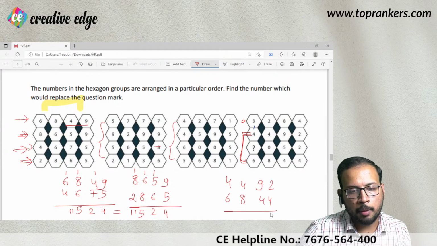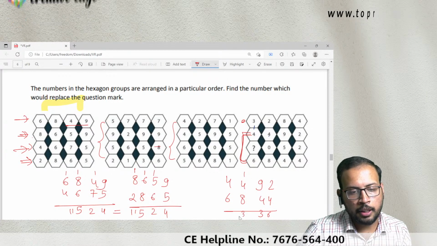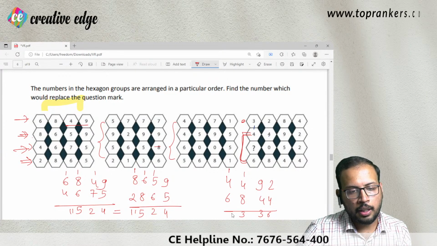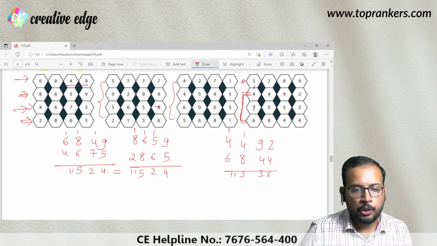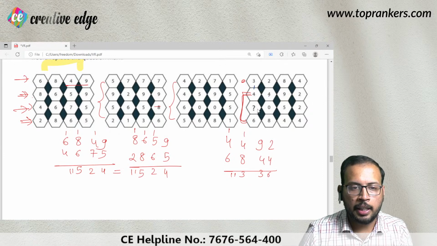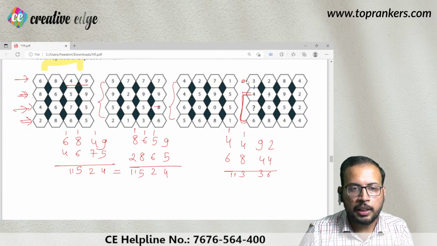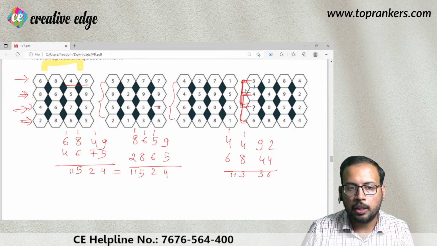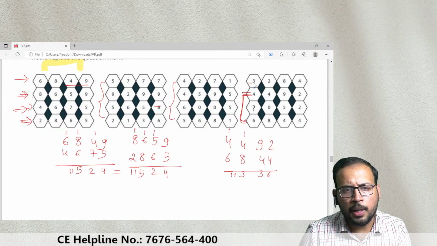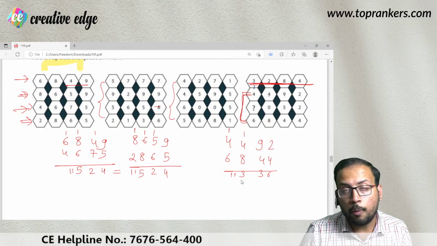So that means 4 plus 2, 6, 3, 1, 8 plus 3, carry 1, 11. So I have my sum as 1, 1, 3, 3, 6. यानी कि इन दोनों का sum मेरे पास आ चुका है. Obviously इन दोनों का sum भी 1, 1, 3, 3, 6 होना चाहिए. So what I'm going to do, I'm simply going to subtract this number from the sum.